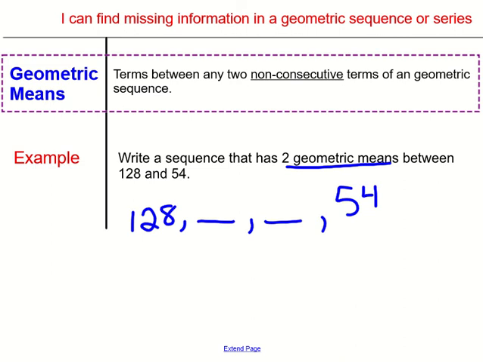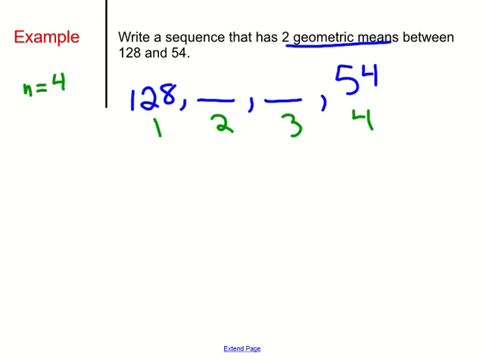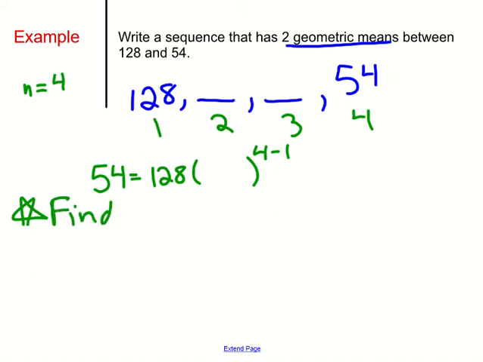Now, one thing that's helpful is we know we have 1, 2, 3, 4 terms. So our n is 4, and now we can write an equation. For a_4, we know that would be 54 equals our first term, 128. We need our ratio, and then we have 4 minus 1. Now, anytime you're solving a problem like this, you should find your r. That'll help you solve for those two missing terms.